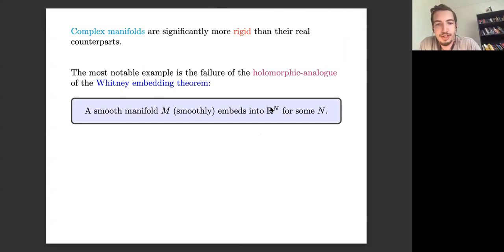The first thing, if we're not initiated into the field, is we need to understand how much more rigid complex manifolds are than smooth manifolds. The prototypical example of this is the failure of the Whitney embedding theorem to hold in the complex or holomorphic category. We know that any smooth manifold embeds into some sufficiently large Euclidean space. So it's natural to think, can we try to embed holomorphically every complex manifold inside some C^N?